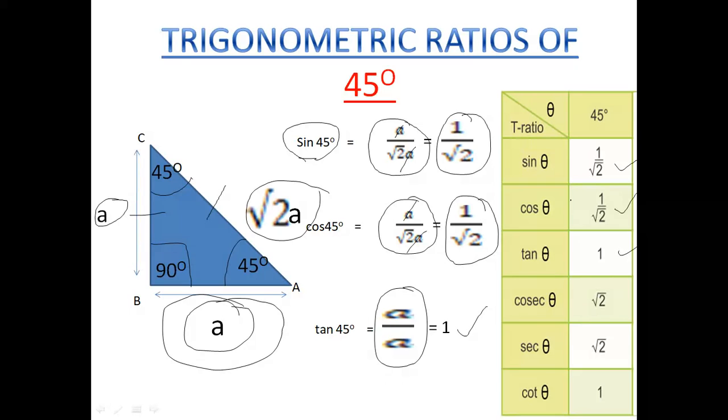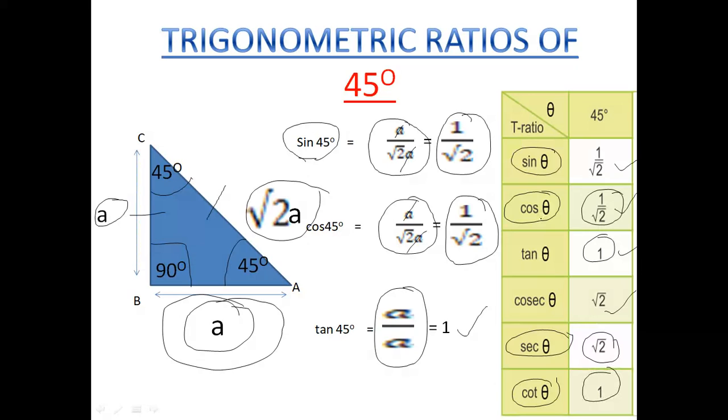Now, cosecant is the reciprocal of sine. That means the reciprocal of 1 by root 2 is how much? Root 2. Secant is the reciprocal of cos. So the reciprocal of 1 by root 2 is how much? Root 2. And cot theta is the reciprocal of tan. The reciprocal of 1 is how much? 1. Therefore, we got the trigonometric ratios of angle 45 degrees.